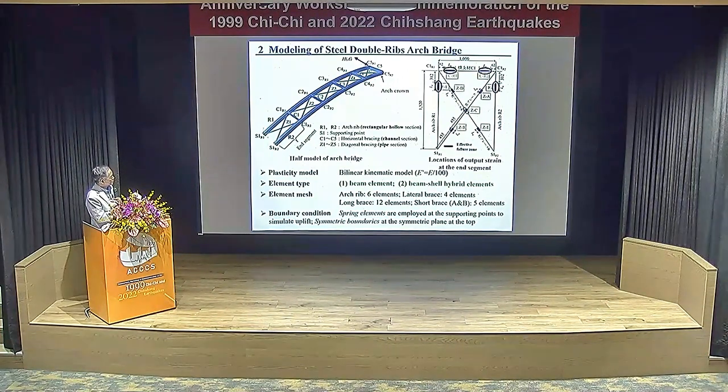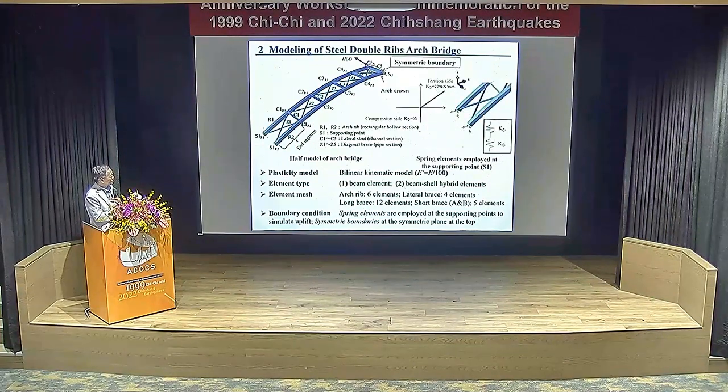Here is a simple span, so moment is 0. The critical segment in this part is these locations. And we follow the test details and model the boundary condition like this one.